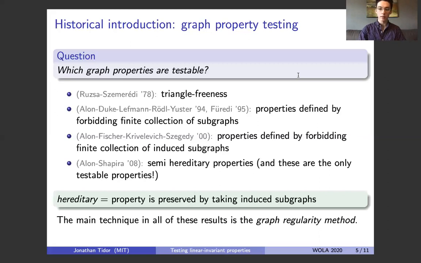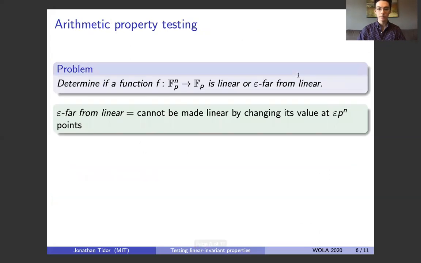So now let me move on to the related field of arithmetic property testing. One of the most classical results in arithmetic property testing is the following. You're given a function f from a finite field vector space, F_p^n, to F_p, and you want to determine: is the function linear or is the function epsilon-far from linear? We say a function is epsilon-far from linear if it's not linear, and you can't make it linear by changing its value on an epsilon fraction of the domain, at epsilon p^n points.